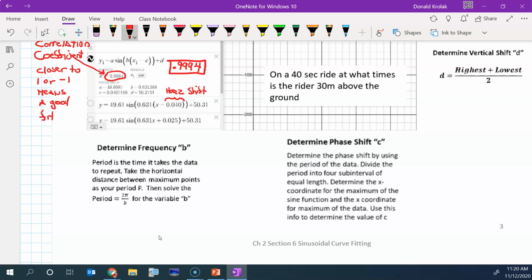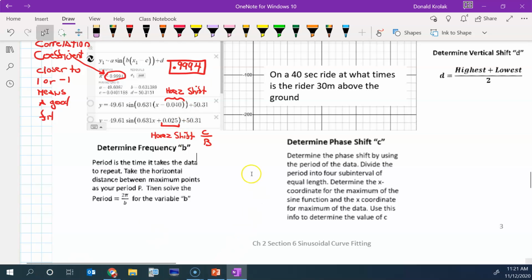Now bottom one. This is not the horizontal shift. To get the horizontal shift on the bottom one, you take this number, the horizontal shift is C divided by B. You don't have to do that when it's written like the top one, but you do on the bottom.